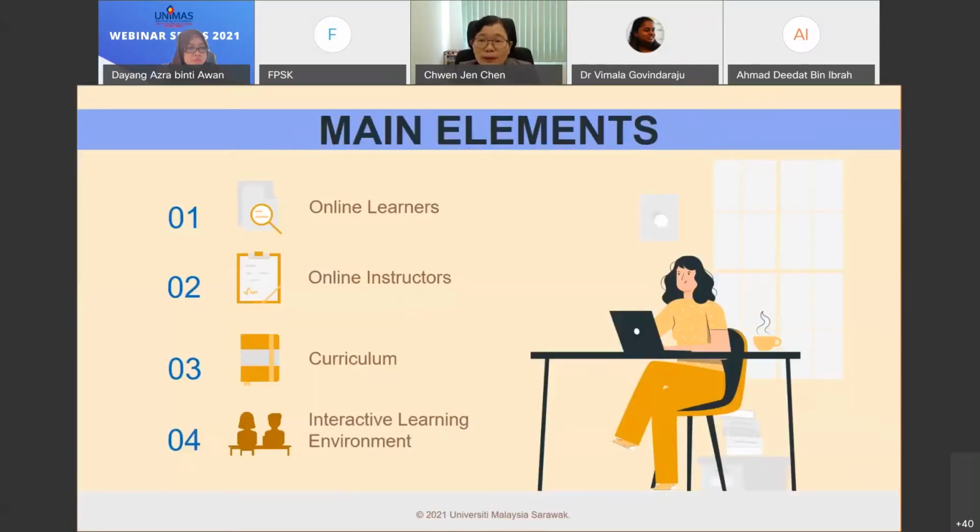Before we move on into the details, these are the main elements of online learning. You all know that in online learning, you will have online learners, of course, and the online instructors is another element. Then you will have your curriculum, which is your content. And the fourth important element is the interactive learning environment, which enables the interaction between the first three elements. This is important when we talk about online learning.